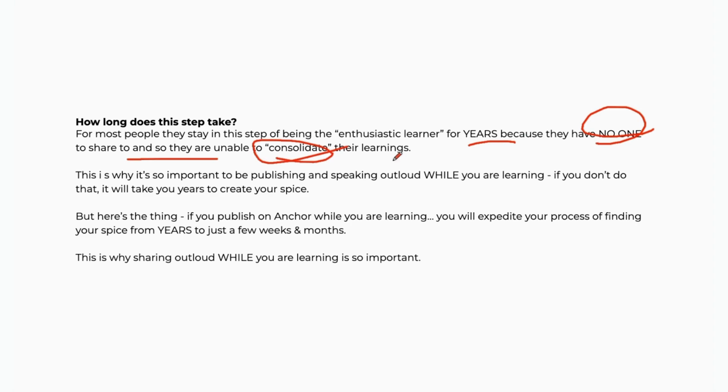Because when you're doing things out loud while you are learning, it's not going to take you years to be able to come up with your spice. It's not going to take you years to be able to start noticing the patterns, okay? Because if you're actually publishing while you go through this process, it's going to expedite the process of finding your spice from years to just a few weeks or a few months, okay? And so this is why sharing out loud while you're doing this is so important, okay?